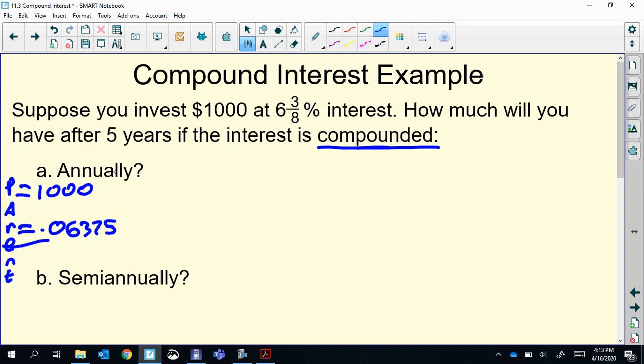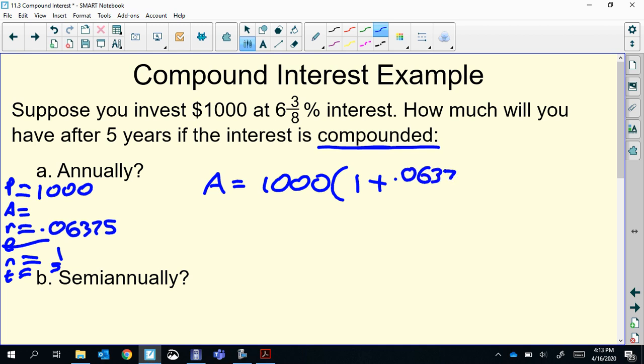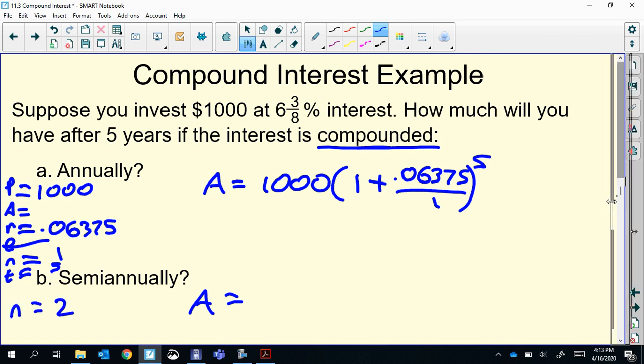5 years compounded annually. Annually means one time. And we're doing 5 years, going to solve for A. One plus R over N, to the N times T. 1 times 5 is 5. And then semi-annually, that's going to change. N is going to be 2. Everything else is going to stay the same. And I want to rewrite all that same stuff.